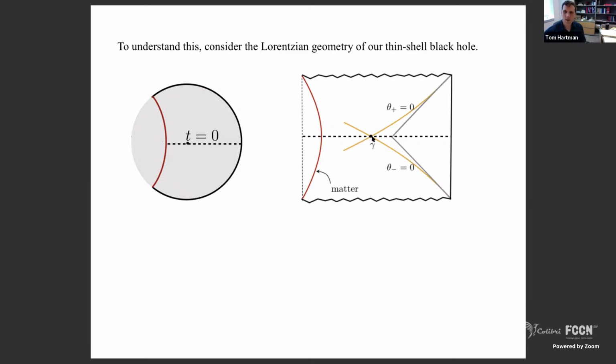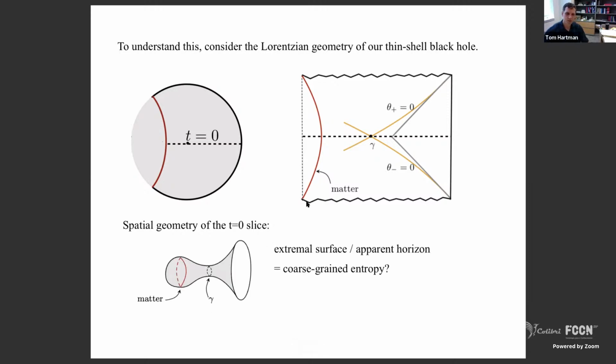There's a horizon which already exists at time 0, and we can see that by looking at the spatial geometry of the t = 0 slice. So it looks like this. There's a horizon, which is an apparent horizon, a minimal area surface on that spatial slice. Then there's a matter shell behind that horizon. Good. So this is the geometry of this black hole at the initial time.